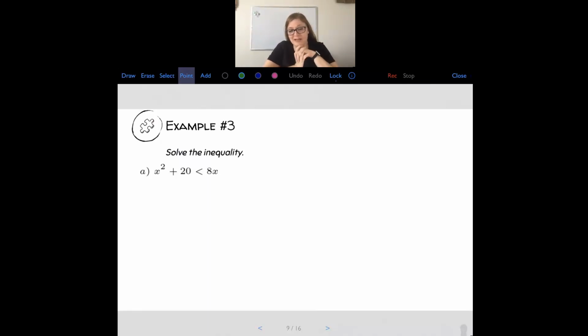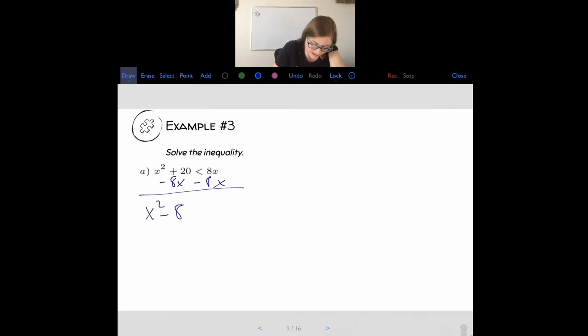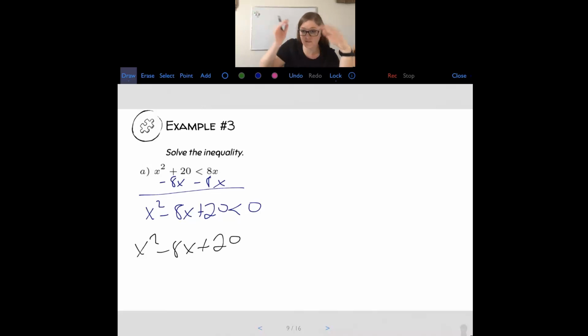I always keep my x squared positive, so I am going to subtract 8x from both sides to have x squared minus 8x plus 20 is less than 0. Okay, so now I need to find the zeros to see where my graph is going to change.